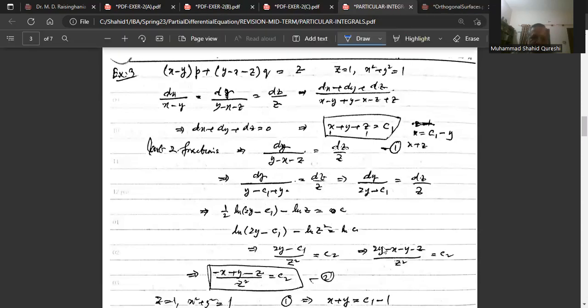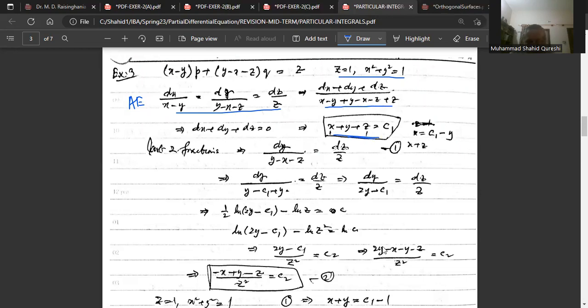Okay, we are given this differential equation, and we are required that the surface it represents should pass through this circle. So you go the usual way, write down the auxiliary equations. From the auxiliary equations, use multipliers 1, 1, 1, and get dx plus dy plus dz is equal to 0, because using multipliers 1, 1, 1, the sum of these functions multiplied by the multipliers is equal to 0. So the first solution curve comes out to be this.